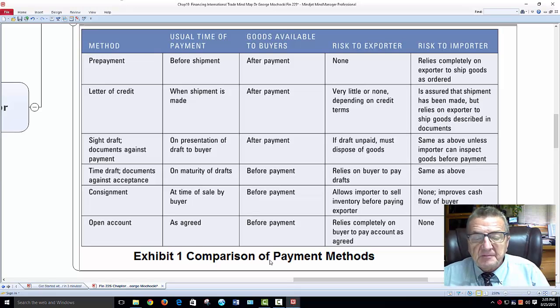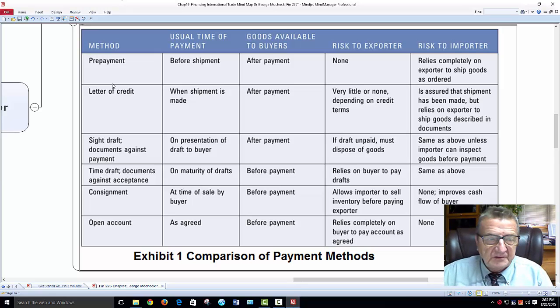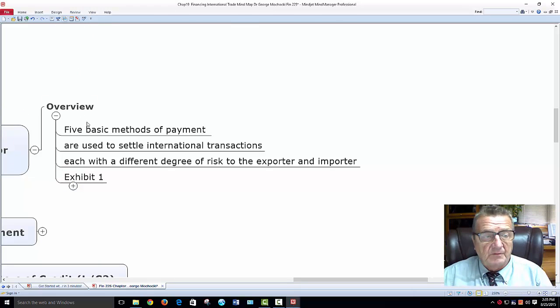There's a comparison of payment methods. Nice chart. Which one works better? Why do I use it? Remember, in corporate finance, hopefully some of you have had corporate finance or accounting, we talked about the letter of credit, sight draft, documents against payment, time draft, which is just a checking account, for lack of a better word, for a business. Consignment and open account. Okay, so I'll close this off here.